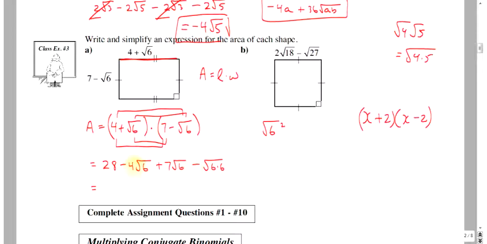How many numbers can I collect here? Well, we don't know yet, because maybe this one's going to become a number. Let me just write it out again. Okay, that's 28. Can I simplify root 6? No perfect squares in 6. Do I have some root 6's to collect? How many root 6's do I have? What's 7 take away 4?